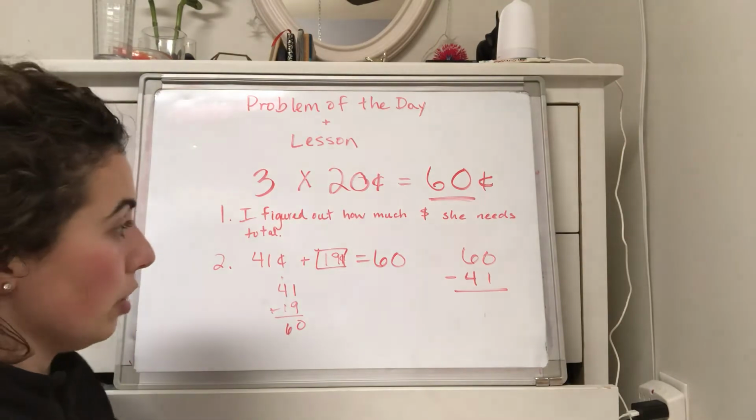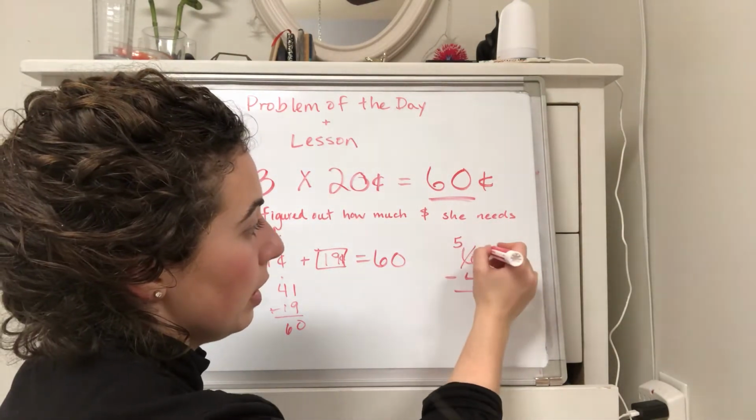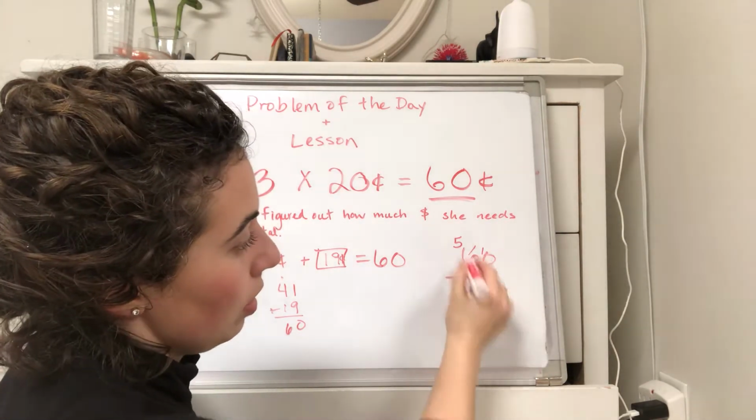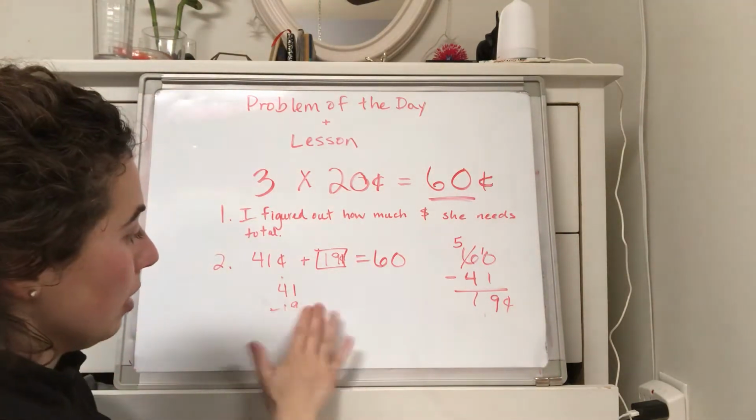so I know she needs 19 cents, okay, that's your answer. Over here, same thing, just a different way of doing it: cross that out, make it a 5, carry your 1, and then 19 cents, same thing. So I'm going to have to do a little erasing.